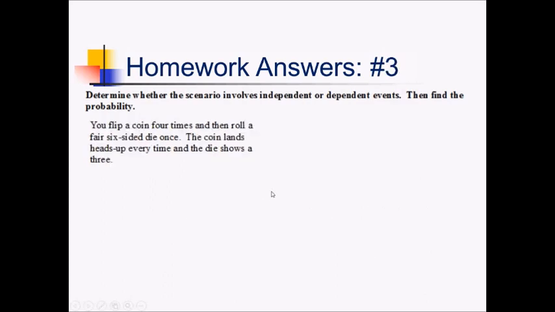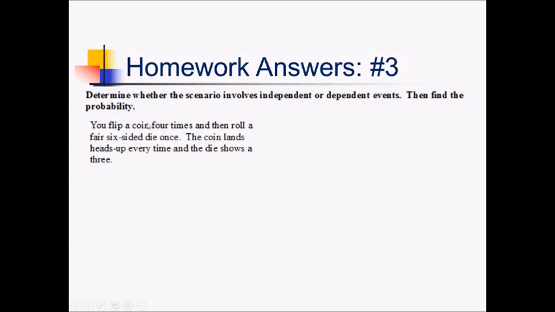On this one, we want to figure out if we have an independent or dependent event sequence here, and then find the probability. So our situation is we're flipping a coin 4 times and then rolling a 6-sided die just once. And we're talking about a coin landing heads up every time, so all 4 times, and then the die showing a 3. All right, so first off, is it independent or dependent?